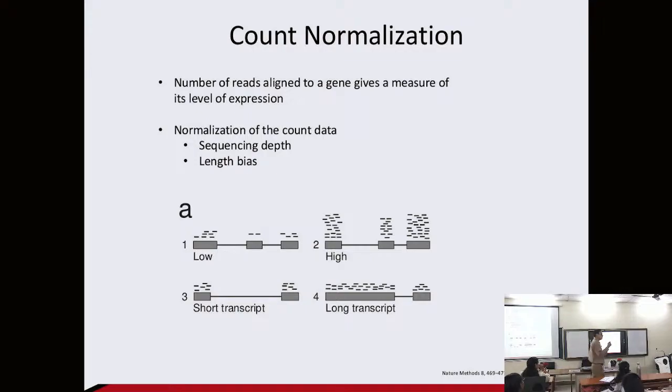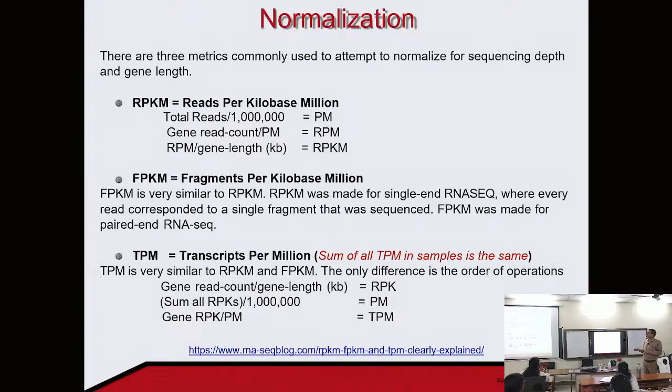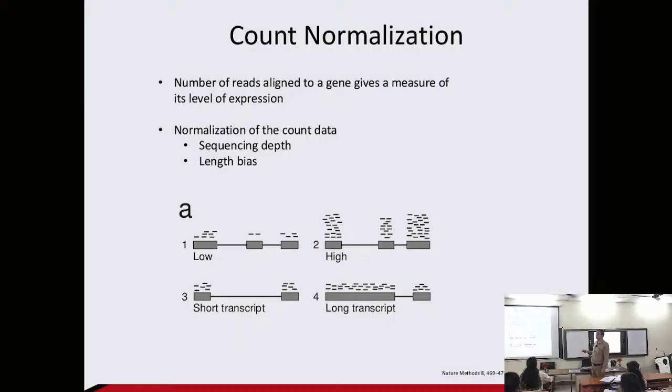So you would want to control these two, so that what you observe, that is the difference, is actually due to the expression of the genes. Okay, so you would want to control it. So that is normalization, and there are several metrics that quantify this normalization, that remove this bias, and those metrics are RPKM, FPKM, TPM. These do the normalization with respect to the length of the transcript as well as the sequencing depth.